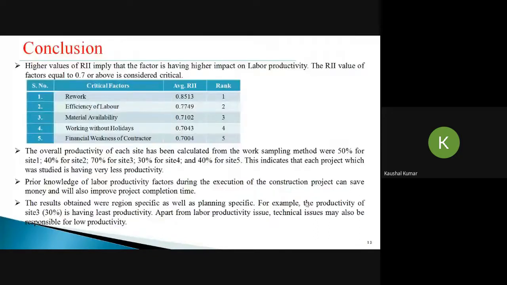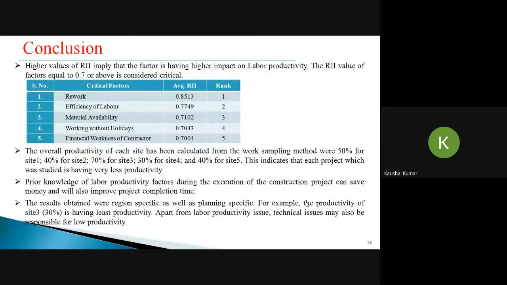From the literature we have seen that if the RII value is more than 0.7, those factors, whether in construction or any other industry, will be considered critical factors, and that is the objective of our study also. In this case, rework is given rank 1 because it has an RII value of 0.851. These 5 factors have an RII value of more than 0.7.